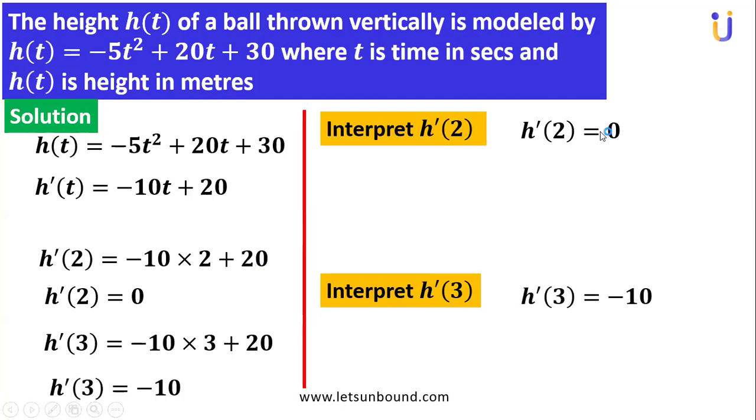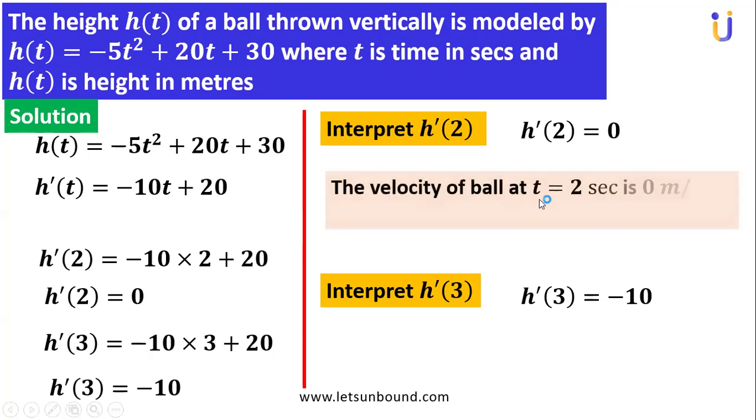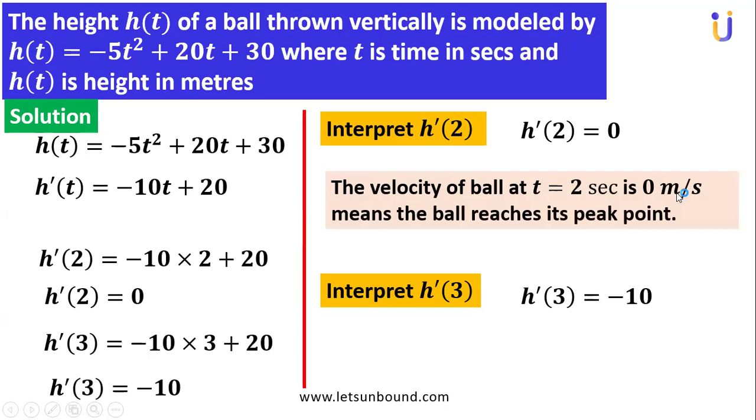I got h dash of 2 is 0. The first derivative at time t equal to 2 is 0. The first derivative tells us the velocity, or the rate of change of the position of the ball. So 0 means the best way to interpret it is the velocity of the ball at t equal to 2 seconds is 0 meters per second. This means the ball reaches its peak point. When it is at the peak, it will be momentarily at rest. Initially it is moving, and at the peak point it is momentarily at rest. So that's what it represents.